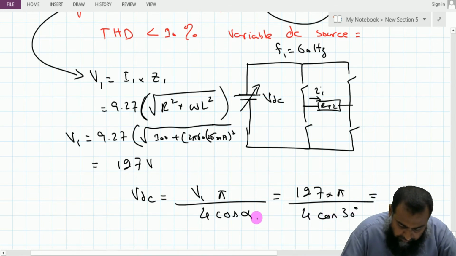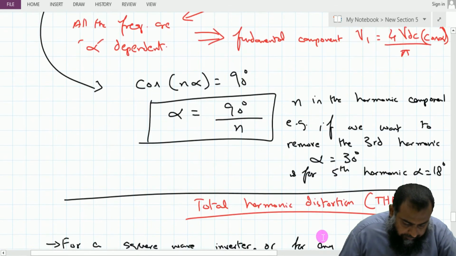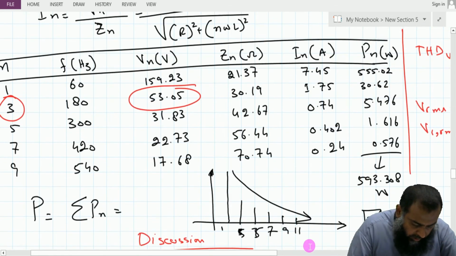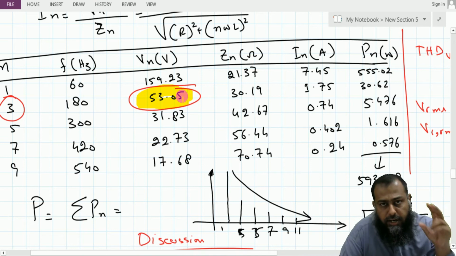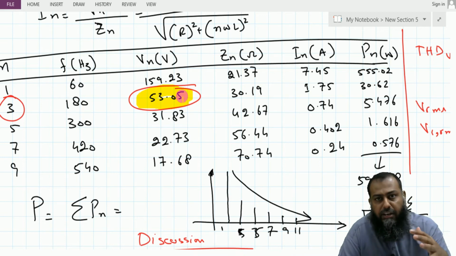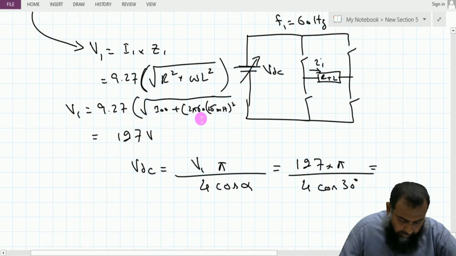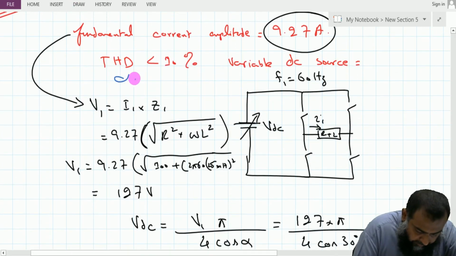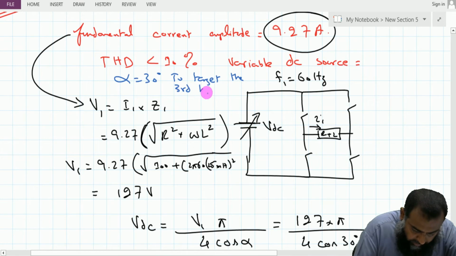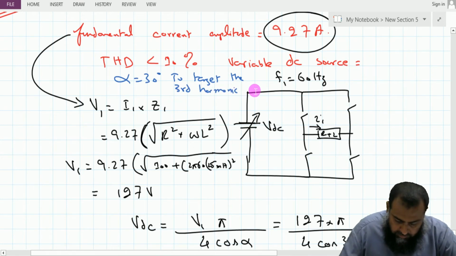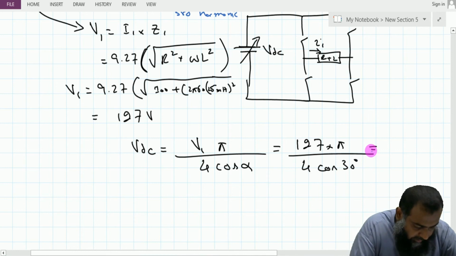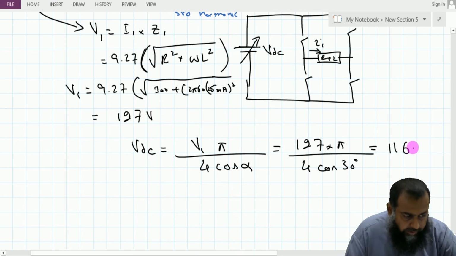Why have we chosen this alpha equal to 30 degree? Because we have seen in the previous example that the third harmonic is the most dominant harmonic in the system. So if we reduce this third harmonic, we can bring this THD less than the desired value, which is 10%. So we have taken this alpha equal to 30 degree to target the third harmonic. So with this alpha equal to 30 degree, this VDC comes out to be equal to 116 volt.